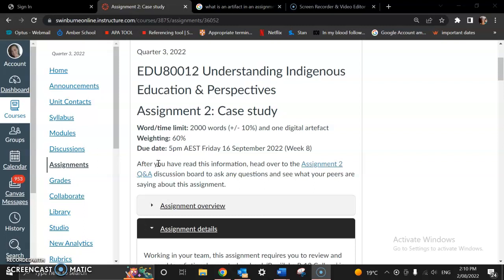This assignment is 2,000 words and it's worth 60% of your overall mark, due in week 8. Now that's the last week of the teaching period. So I just wanted to highlight here that it's going to be very challenging to provide any extensions for this assignment, as the next teaching period pretty much starts straight away. So please keep that in mind at this early stage.